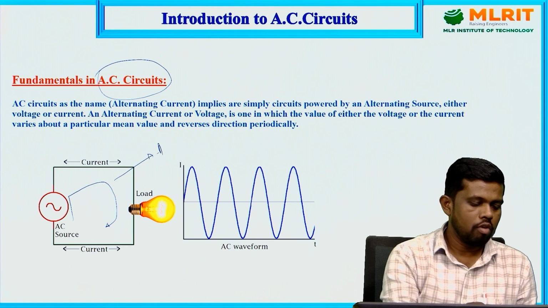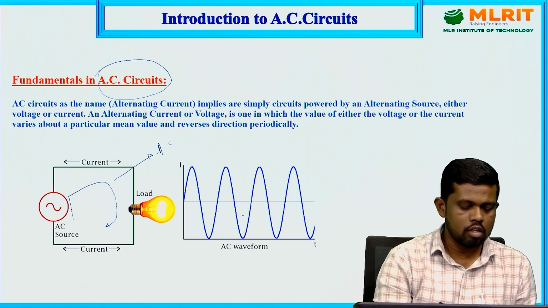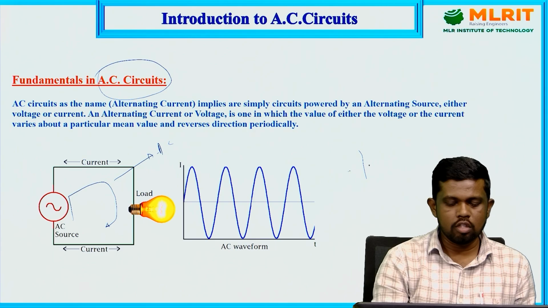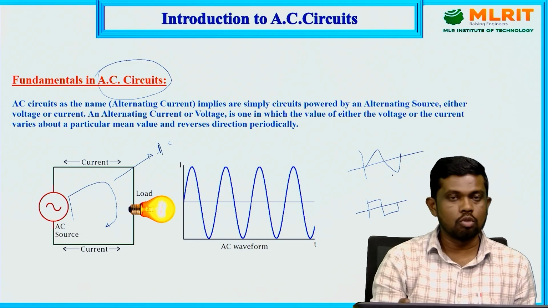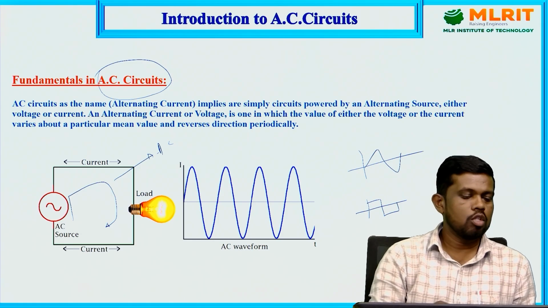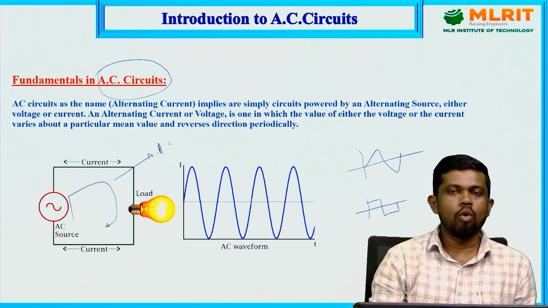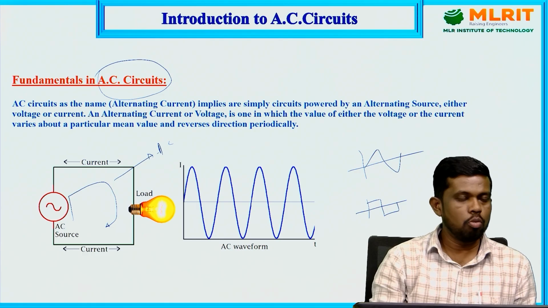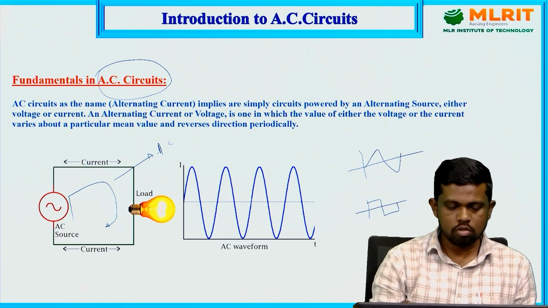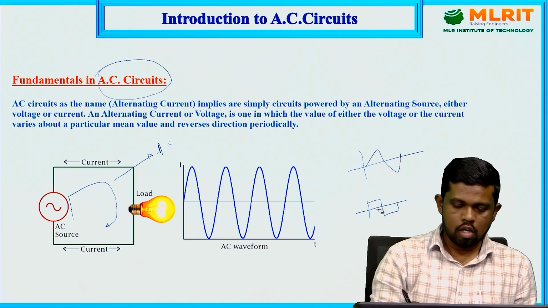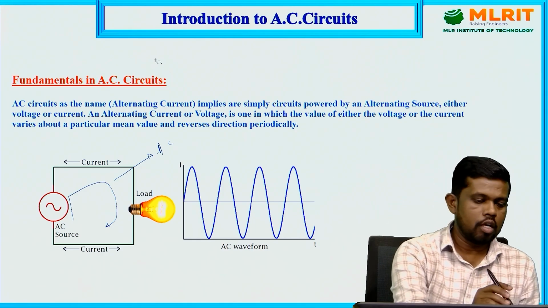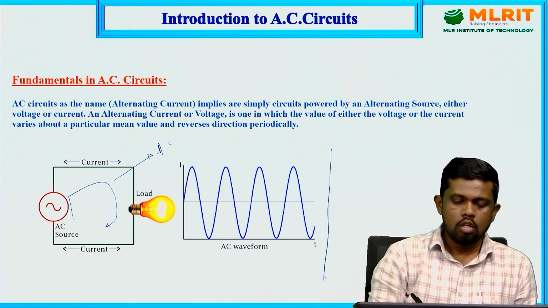AC we represent in terms of sinusoidal or other AC signals like triangle and also rectangle. These are all AC signals. So whatever the alternating quantity followed by the closed path, that is simply called an AC circuit. This is regarding the AC circuit, and one more thing, that is the alternating quantity.